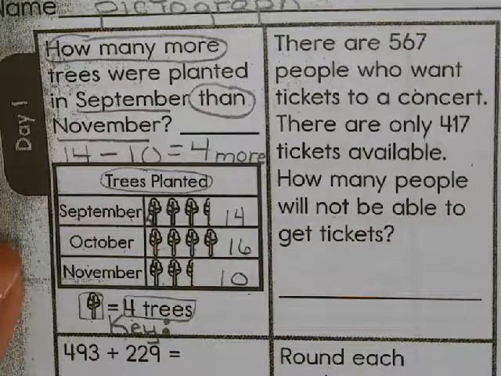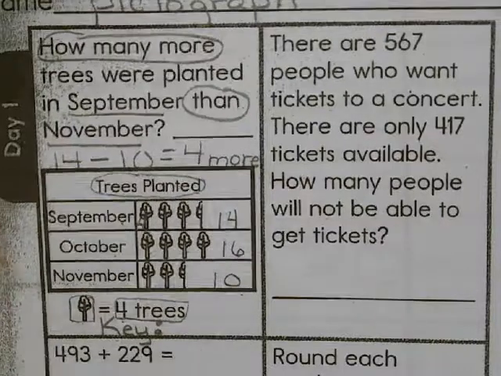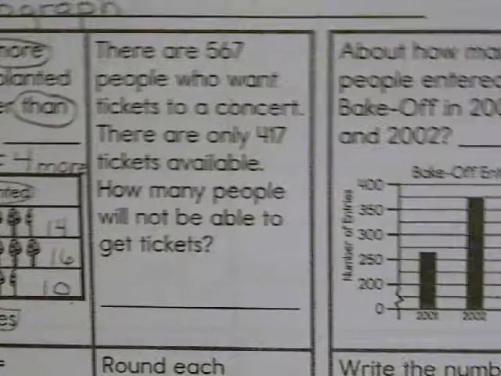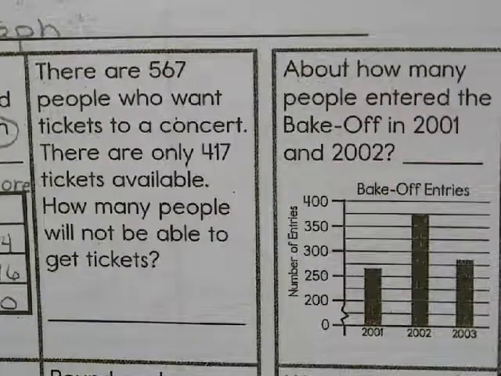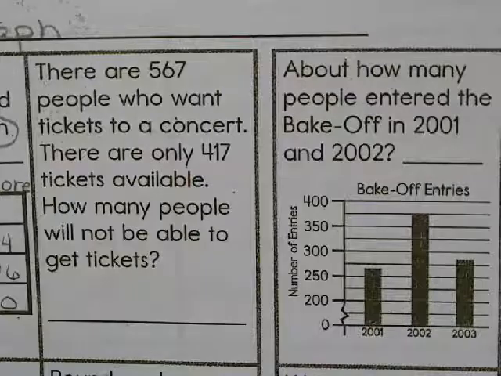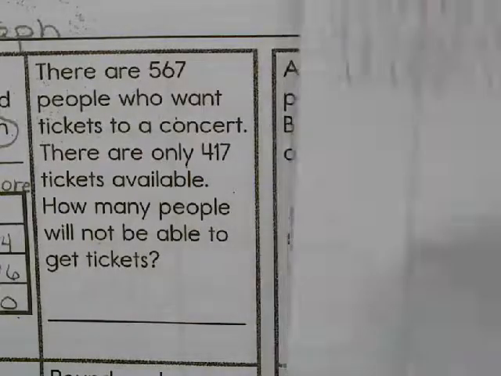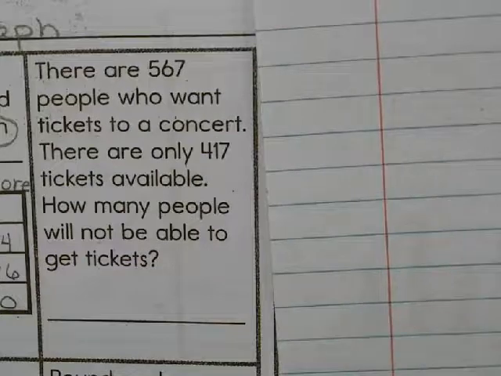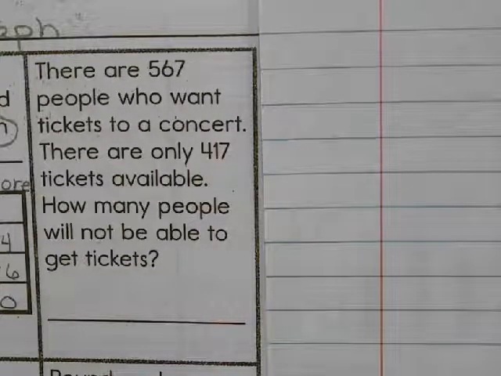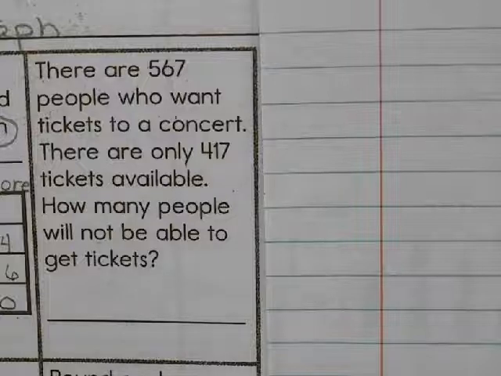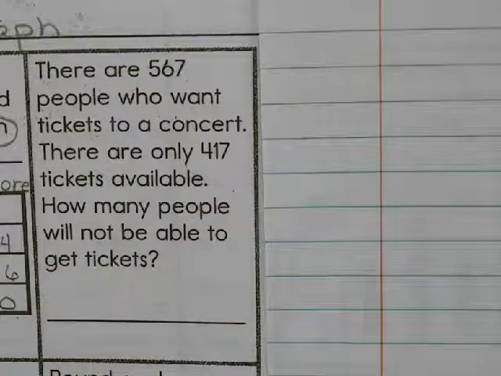So now let's take a look at our word problem for today. It says there are 567 people who want tickets to a concert. There are only 417 tickets available. That means that 567 want to go to the concert, but only 417 people are going to get tickets. It's asking you how many people will not be able to get tickets.